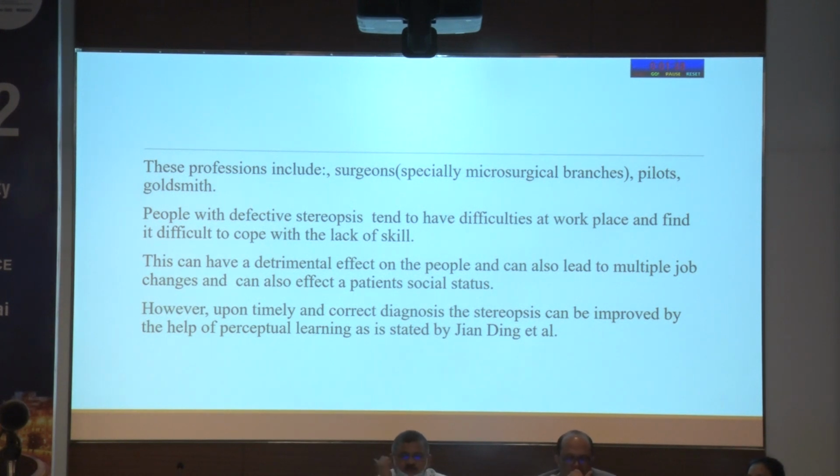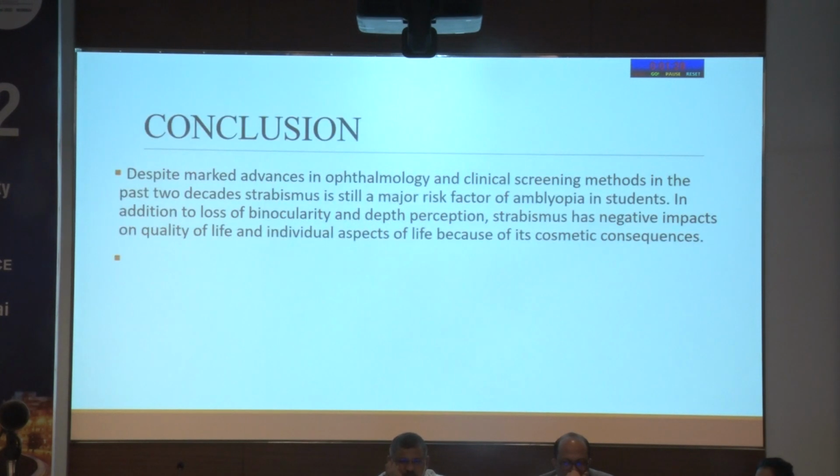However, upon timely and correct diagnosis of stereopsis, the stereopsis can be improved with the help of perceptual learning, as stated by Jean Ding et al. in his study. Conclusion: despite marked advances in ophthalmology and clinical screening methods in the past 2 decades, strabismus is still a major risk factor for amblyopia in students.